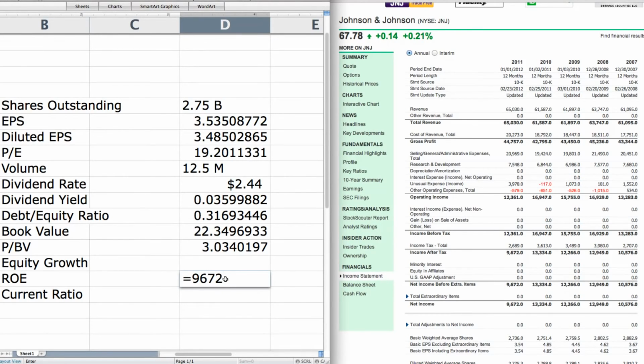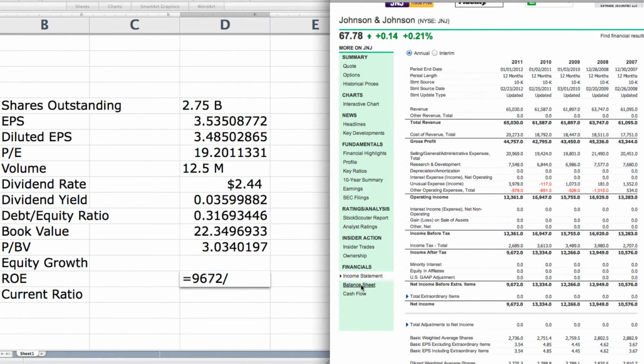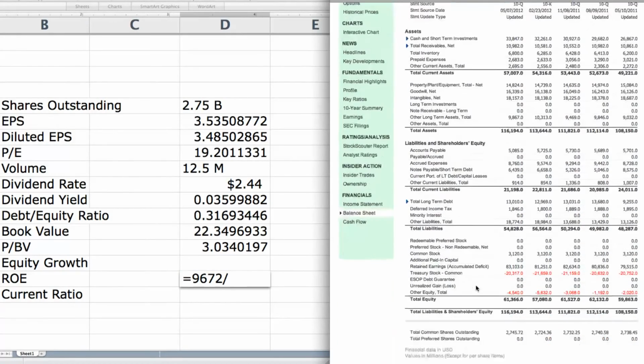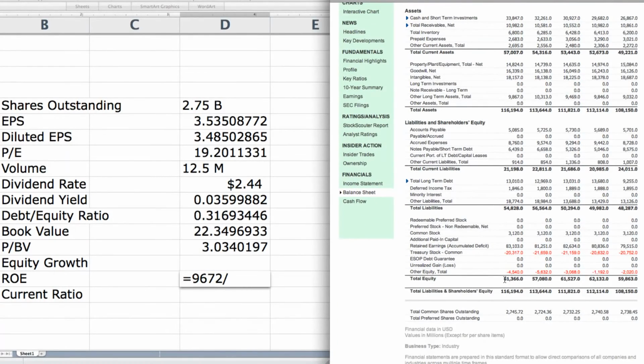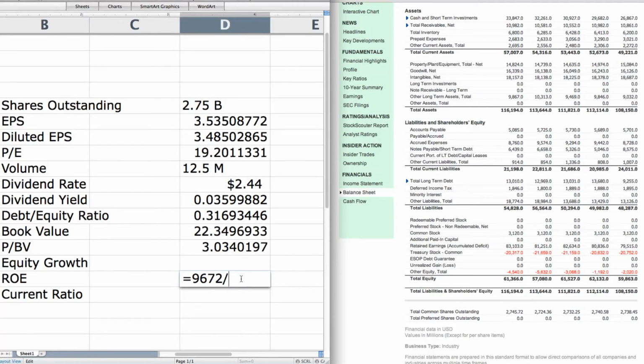So let's hit the equal sign, and we're going to put in 9672, and we're going to divide that number, which is our net income, by the equity, which we'll pull off our balance sheet. We scroll down, and that is 61 billion. So we put in 61366, and we hit enter, and you can see that the return on equity comes up as a percent. You have to move the decimal place, and it's 15.8 if we round it. 15.8% return on equity, which is phenomenal.